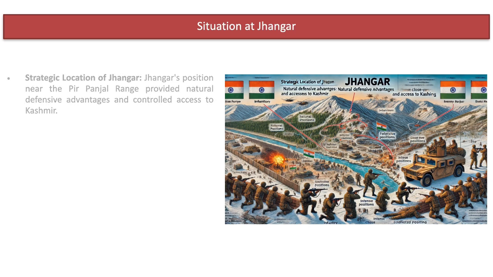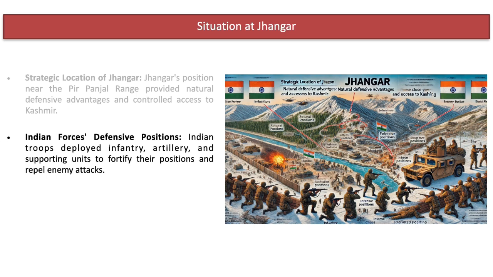Let's dive into the story of Jhangar, a crucial piece of the puzzle in the conflict that is often overlooked. Jhangar was not just another dot on the map. It was a fortress strategically positioned near the Pir Panjal Range. Why was this so important? Because whoever controlled Jhangar controlled a key access point to Kashmir. The rugged terrain and the high elevation provided a natural shield, making it incredibly difficult for any enemy to advance. And this was not just about holding ground, it was about holding power, influence, and control over a vital route into Kashmir.